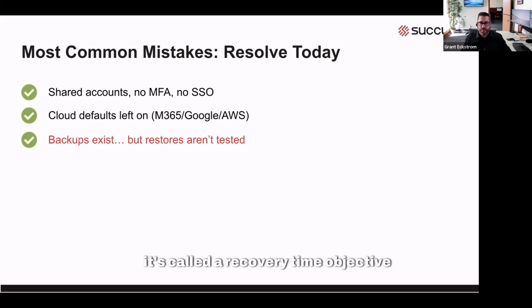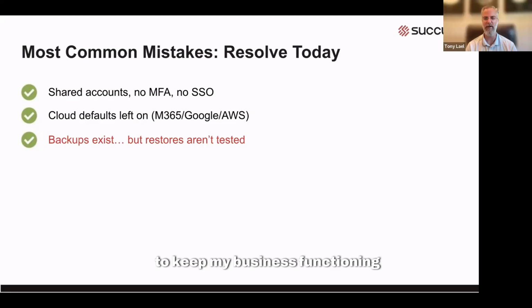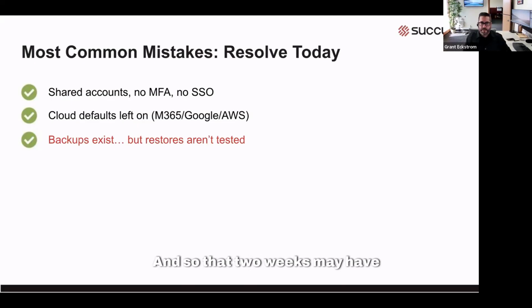In some cases, the restoration timeline takes way longer than expected. Let's say, for example, it's called a recovery time objective, which means I'm going to need to restore within 24 hours to keep my business functioning. Well, all of a sudden you realize that your restoration process was actually 2 weeks. And that 2 weeks may have been a company-ending event. So it's really, really important to not only have your backups, but restore them to see how long it actually takes to get you back up and going. And if that restoration timeline is not within the RTO, the recovery time objective, you need to replace your backup system and get something that actually fits your needs.